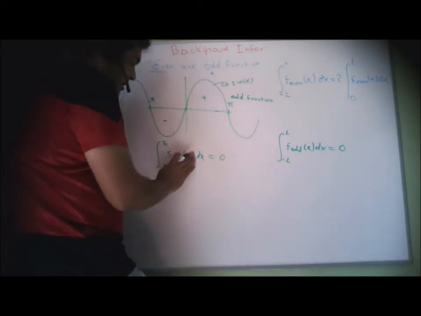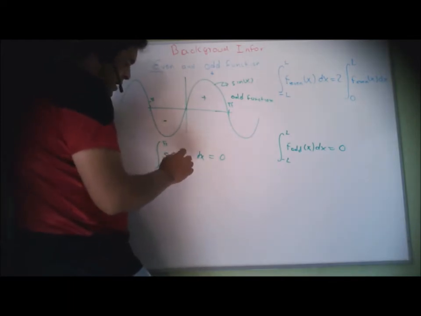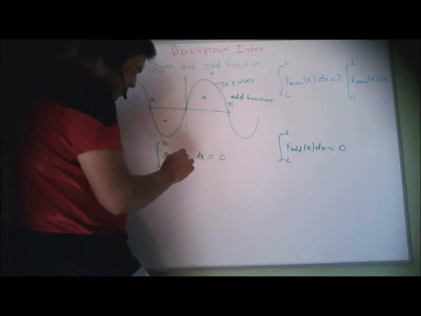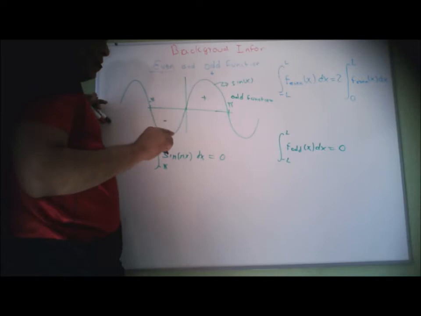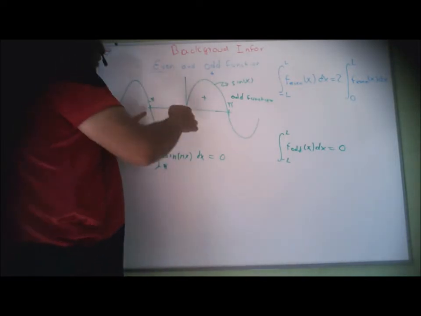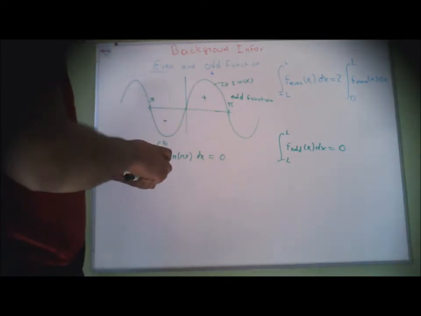Now, in this case, the sine of nx is equal to 0 from minus pi to pi. Now you have to have the same distance from here to here. Okay.